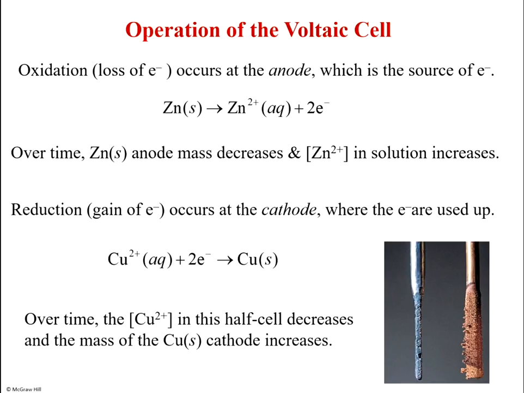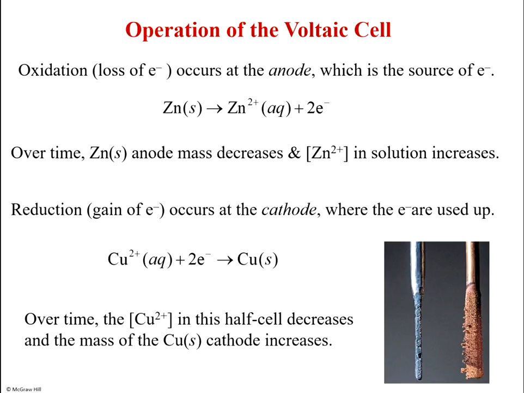So we can look at the operation of this voltaic or galvanic cell. The oxidation, that is the loss of electrons, occurs at the anode, which is the source of electrons. The zinc goes to zinc 2 plus plus 2 electrons. And since the zinc is dissolving, over time the zinc anode will decrease in mass and the zinc 2 plus concentration in solution will increase.